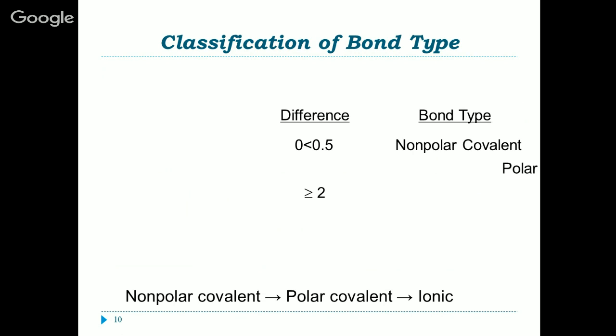When we see an electronegativity difference above 0.5, but less than 2, we say it's polar covalent. So this is where we end up in a situation of one of the atoms has the electrons floating around it more often than the other atom. When we see a difference of greater than 2, we classify that as ionic.